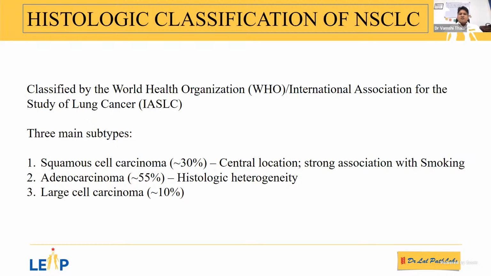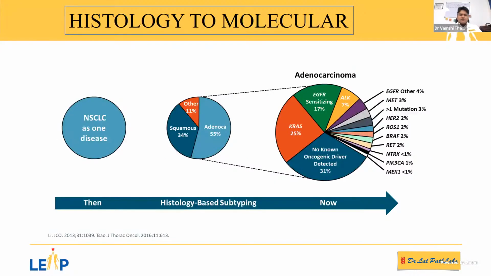The other non-small cell lung carcinoma is squamous cell carcinoma, comprising about 30%. It is usually centrally located compared to adenocarcinomas, which are peripherally located. And a strong association with smoking is usually seen in squamous cell carcinoma compared to adenocarcinomas, wherein non-smokers usually have, certain 85% have some other EGFR mutations. And the other would be large cell carcinoma.